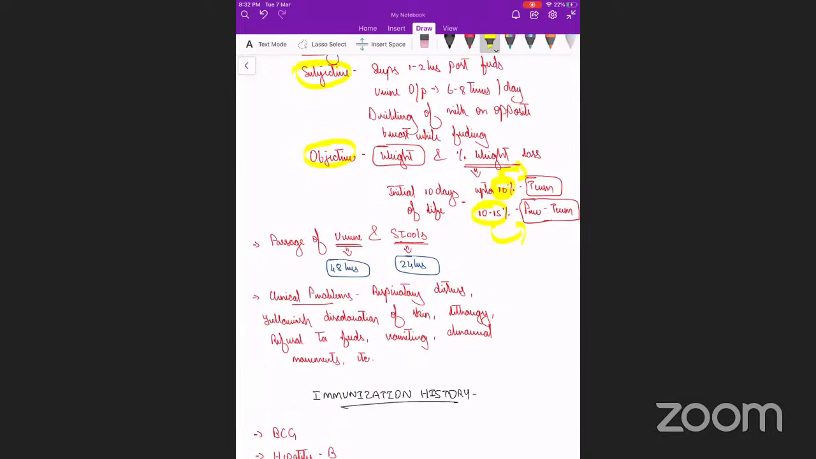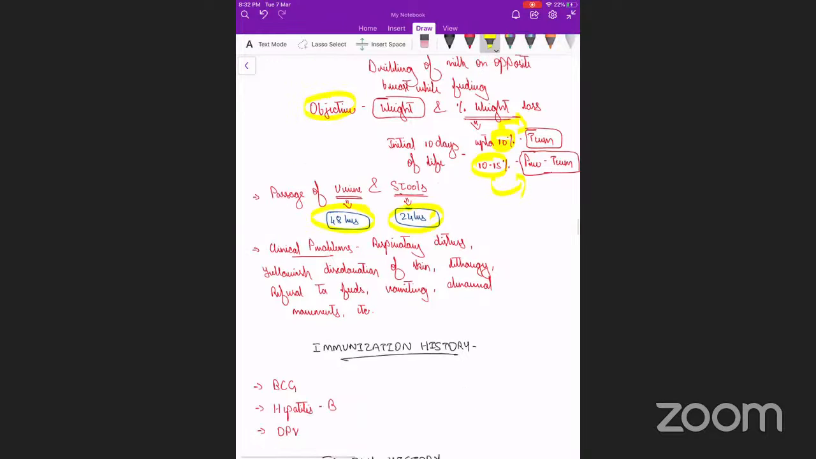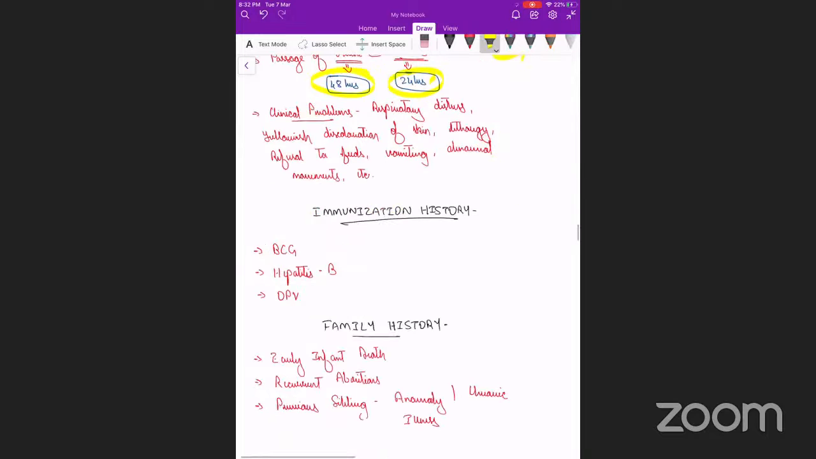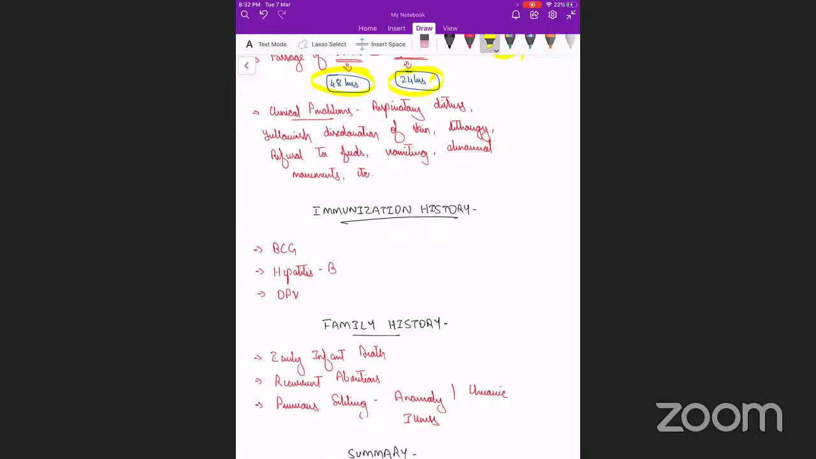And next important, this is also a very important Viva question. For urine, we can wait up to 48 hours, and for stools, we can wait up to 24 hours. Fine. Next, any other clinical problems that is present: respiratory distress, yellowish discoloration, lethargy, refusal to feed, and you go on explaining. Fine. Next is the immunization history, whether BCG was given, hepatitis B was given, OPV was given, and vitamin K, though not part of immunization, you can ask vitamin K.